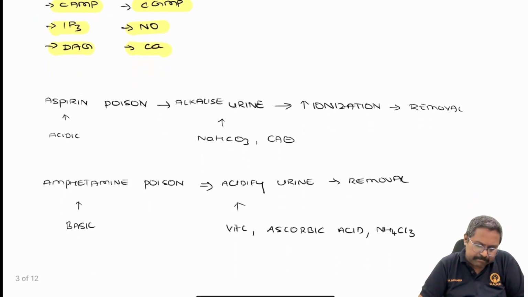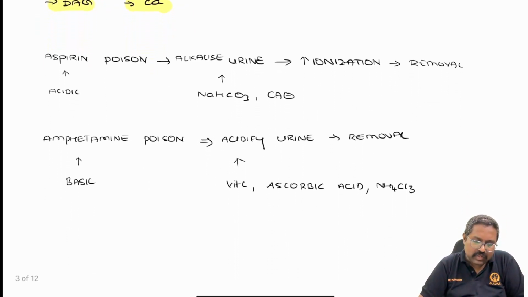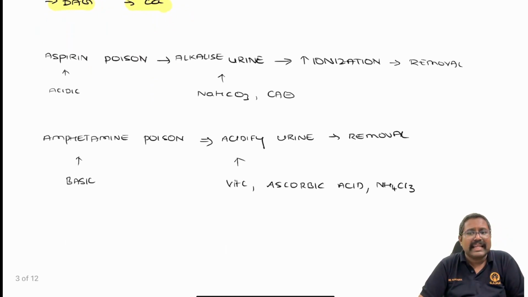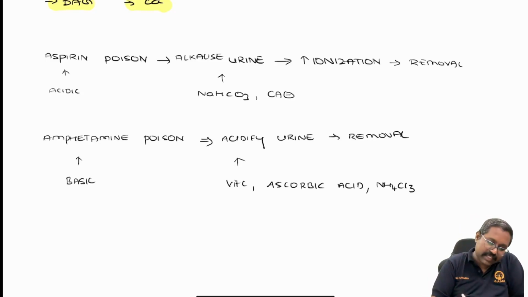Next, coming to poisoning. We have already discussed it, but let us revise again, and find out which alkaline agents can be added for treating acidic drug poisoning, and which acidic agents can be added to treat basic drug poisonings. Here we have aspirin. Aspirin is an acidic drug. In case of acidic drug poisoning, you want to eliminate the acidic content in the body. You need to alkalinize the urine.